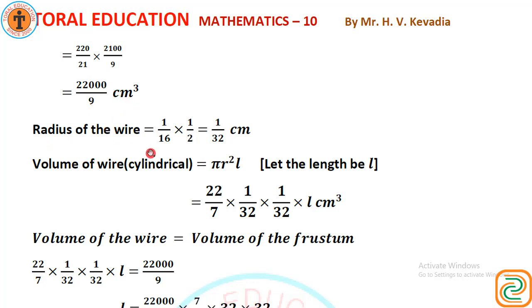Now the radius of the wire. We want to get a wire. 1/16 of a centimeter is the diameter. So radius is 1 upon 2 multiplied by 1/16, because this gives us the radius. Volume of the wire, which is a cylinder, is pi r square h. H means L, the length of the wire, which is to be found out. So 22 by 7 into 1 upon 32 into 1 upon 32 into L, centimeter cube.